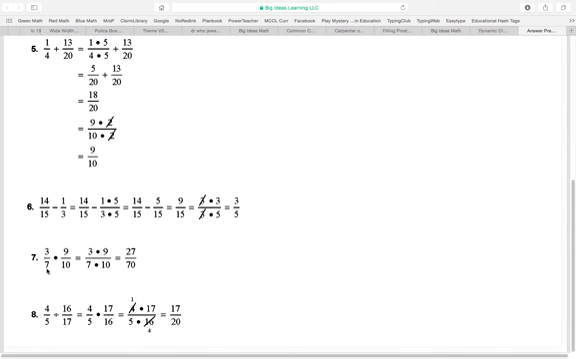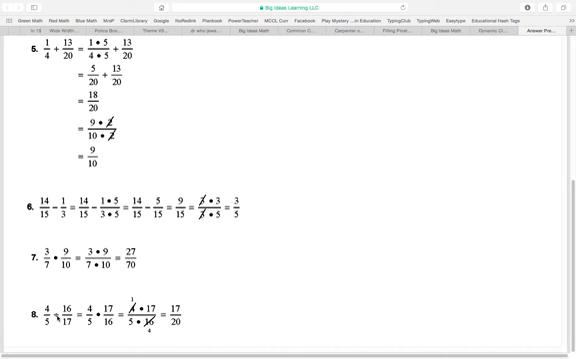Number 7. This is a multiplication problem. 3/7 times 9/10. This is a pretty simple one. We're going to multiply right across. There's nothing that we can cross cancel, nothing we can reduce. So 3 times 9 is 27, and 7 times 10 is 70. And we can't reduce that any, so it's 27/70. And number 8 is a division problem.